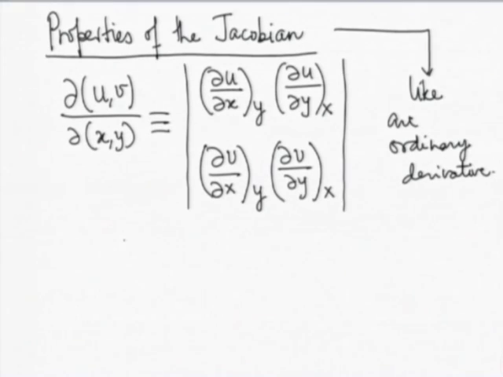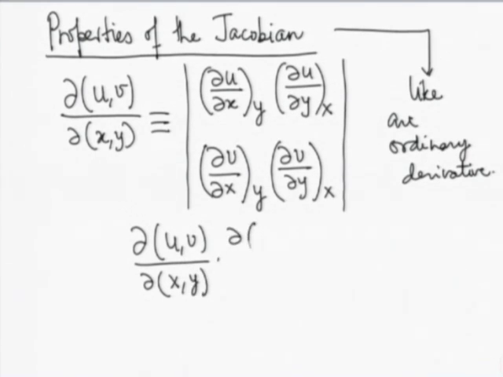For example, there are some properties of the Jacobian which we must note. The reciprocal of the Jacobian is just interchanging the numerator and denominator. So the first thing is partial of u v with respect to x y multiplied by partial of x y with respect to u v will be 1.